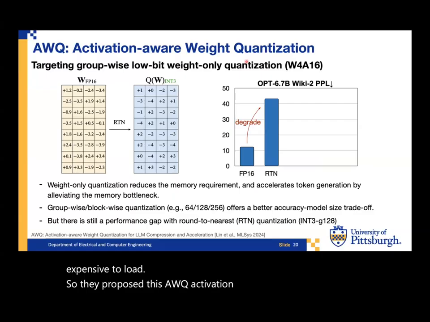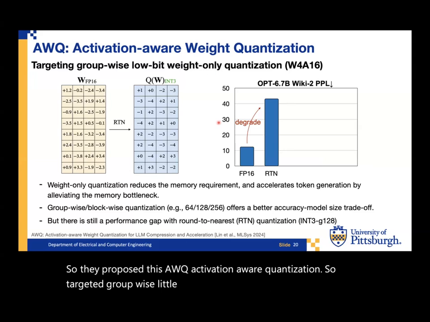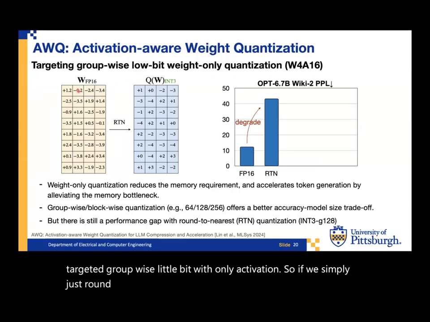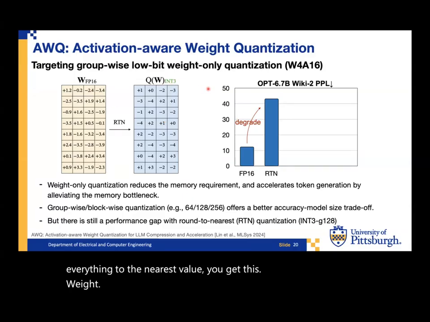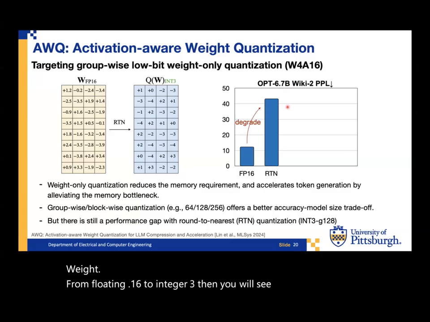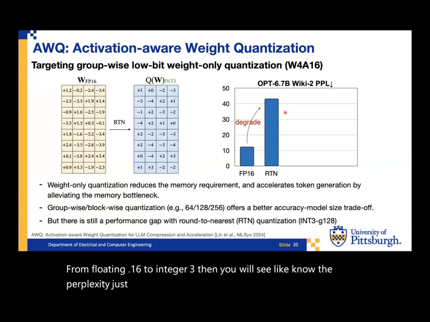It targets group-wise low-bit quantization with only activation. If we simply round everything to the nearest value, you get this quantized weight from floating point 16 to integer 3. Then you will see the perplexity just increases significantly, which means that the generation performance is bad, right?